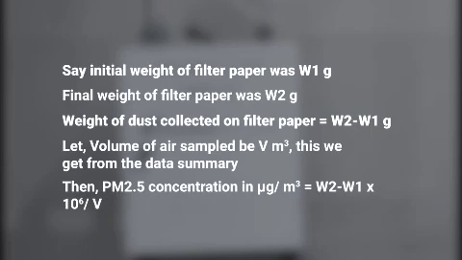Then, PM 2.5 concentration, in microgram per cubic meter equals, difference of W2 and W1, multiplied by 10 raised to the power 6, whole divided by V, that is volume of sampled air.